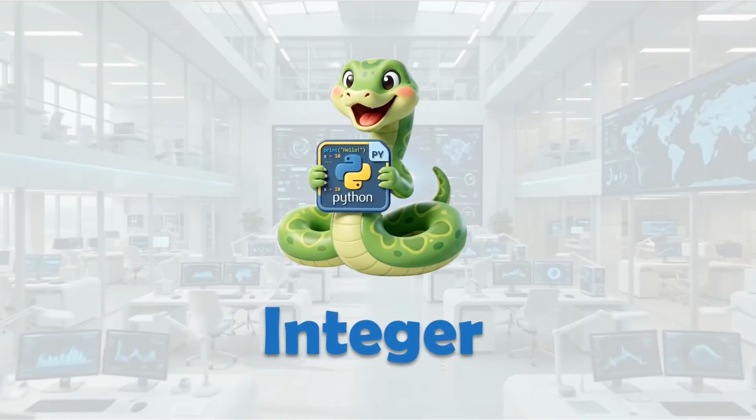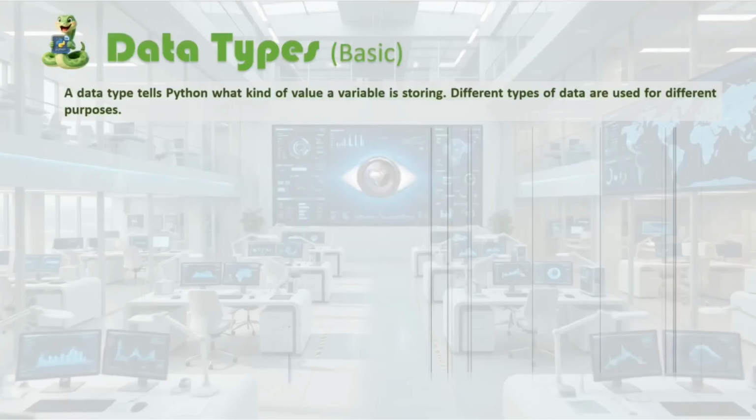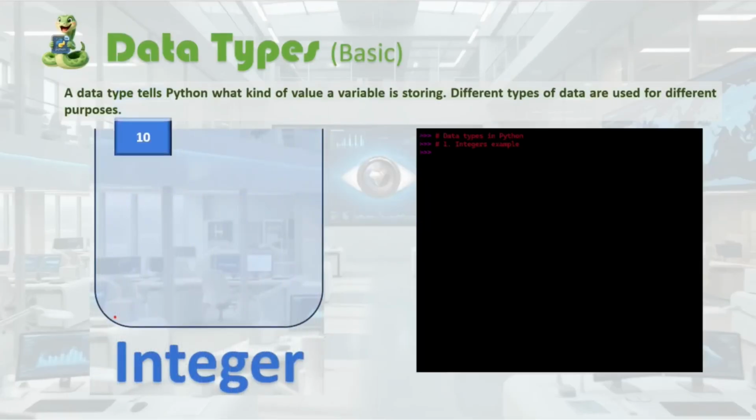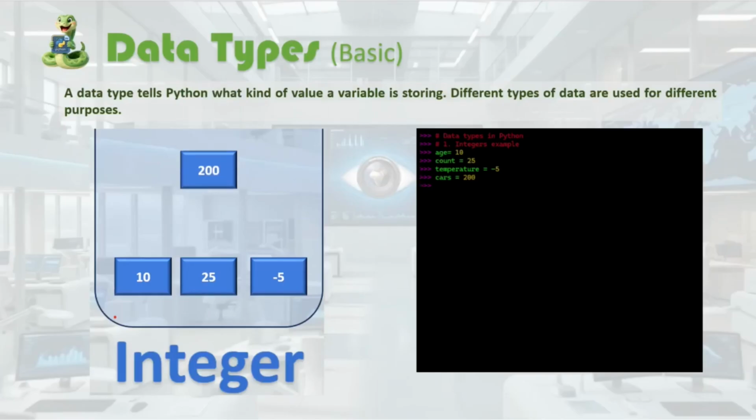Let's start with the first and most commonly used data type, integer. An integer, or int, is used to store whole numbers. These are numbers without a decimal point. Integers can be positive, negative, or 0. For example, if you want to store someone's age, you can write age equals 10. Similarly, count equals 25, temperature equals -5, and number of cars equals 200.